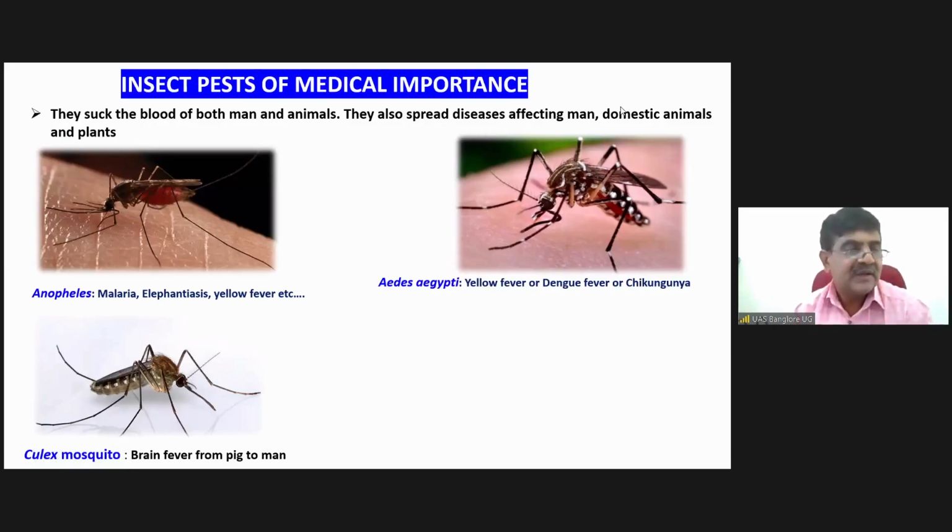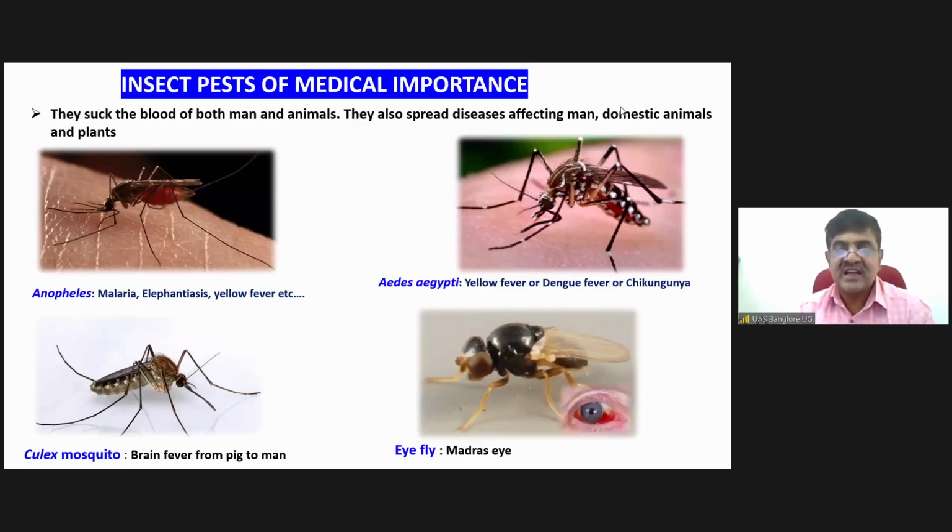The next one is an eye disease most of you might have experienced. This is called Madras eye, where the eye becomes completely red. This is spread by an insect called the eye fly. So in this way, there are some insects which transmit diseases both in human beings as well as animals. Since they transmit these deadly diseases, we have to study entomology.